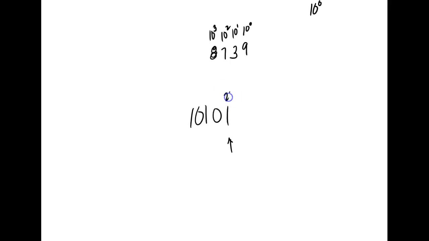But this represents 2 to the 0. This is 2 to the first, 2 to the second, 2 to the third, 2 to the fourth. Why is it 2? Because it's base 2. It's binary. So binary has a base equal to 2. Decimal has a base equal to 10. And the base of an exponent is the number that we raise to some power, right? So decimal is a base 10 system. Binary is a base 2 system.